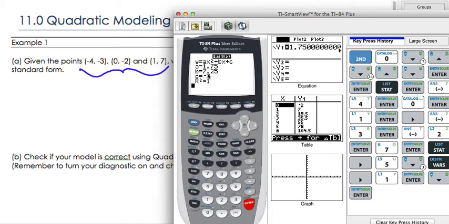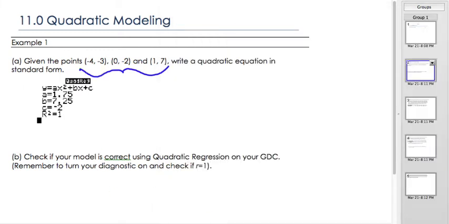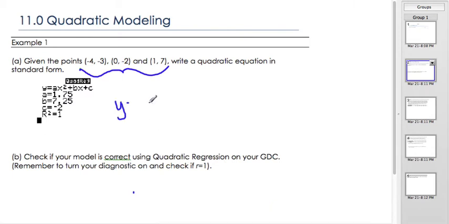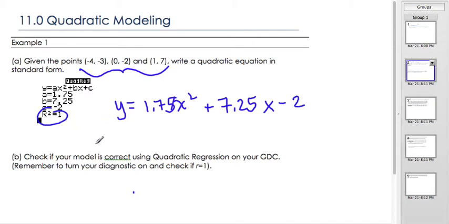And there we go. We'll go ahead and move that over here. And that just tells us, plain and simple, our equation is going to be y equals 1.75 x squared plus 7.25 x minus 2. And we just want to look to see that our r squared value here is 1, which represents 100%, and it means that this is 100% accurate here.